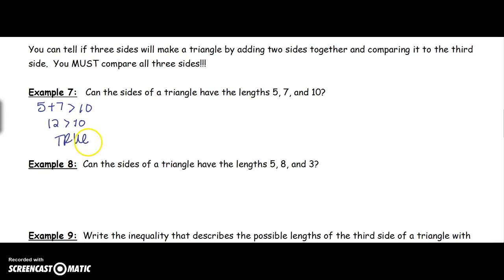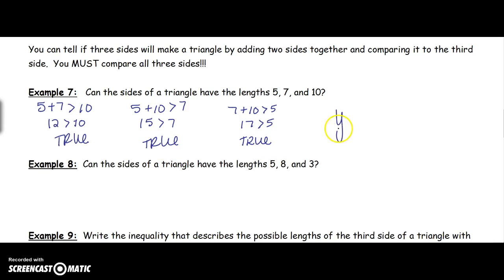That's true. Then you're going to take 2 more sides, 5 plus 10, and those have to be greater than the third side, 7. 5 plus 10 is 15, which is greater than 7. That's true. And lastly, 7 plus 10 has to be greater than 5. Well, 17 is greater than 5. That's true. Since all 3 of those are true, you have made a triangle. So this can be a triangle.